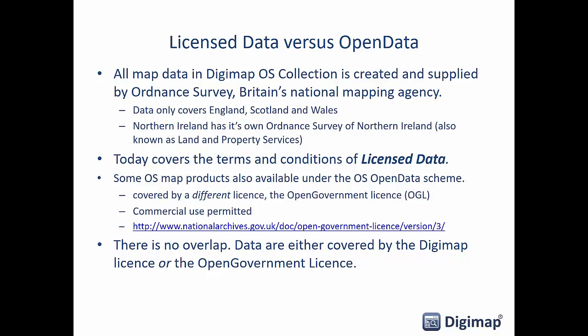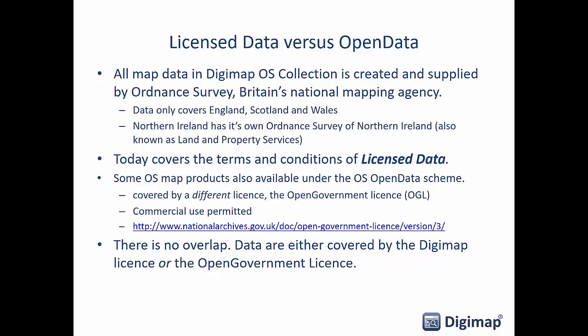What we're going to do today is to cover the terms and conditions that Digimap has for licensed data. There are some map products that are available under an OS open data scheme. This is covered by a different license, broadly known as the Open Government License. That does permit commercial use, and I think they're on version 3 now. There have been several iterations of it. So you can almost do, and I paraphrase here, what you like with the open data.